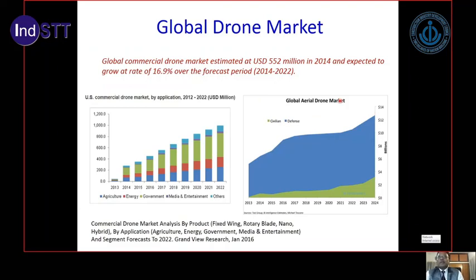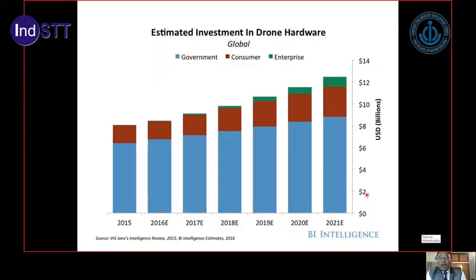So we can see that globally, the world over, it is on the increasing side. So the market of the drone is very good, but it shows that more of the application is on the defense side. Blue color is indicating more in the defense side, and the green one is indicating the civilian use of the drone. Then how much investment is being done? This shows the government investment, the consumer, the enterprise investment, which is being done in the hardware of the drone. So this slide is indicating 2021, the US dollar which would be spent on the hardware.